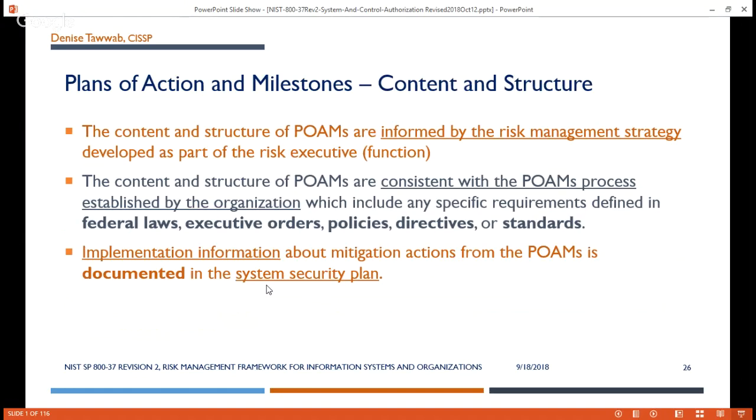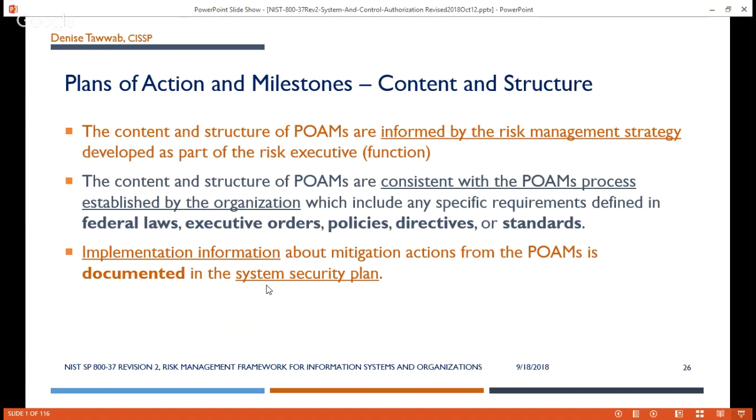Okay, the content and structure of a POAM are informed by the risk management strategy that your high-level officials develop, specifically the risk executive function, whatever that looks like in your organization. The content and structure of the POAMs are consistent with the POAMs process established by the organization, which will include any specific requirements that are defined in federal laws, executive orders, policies, directives, or standards.